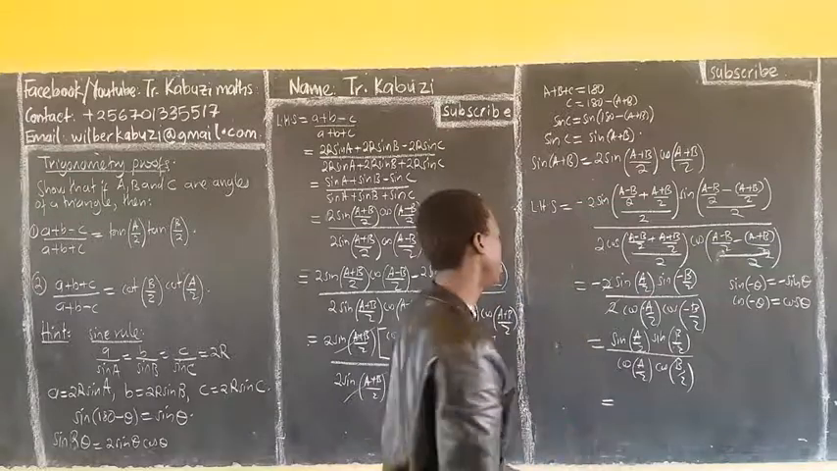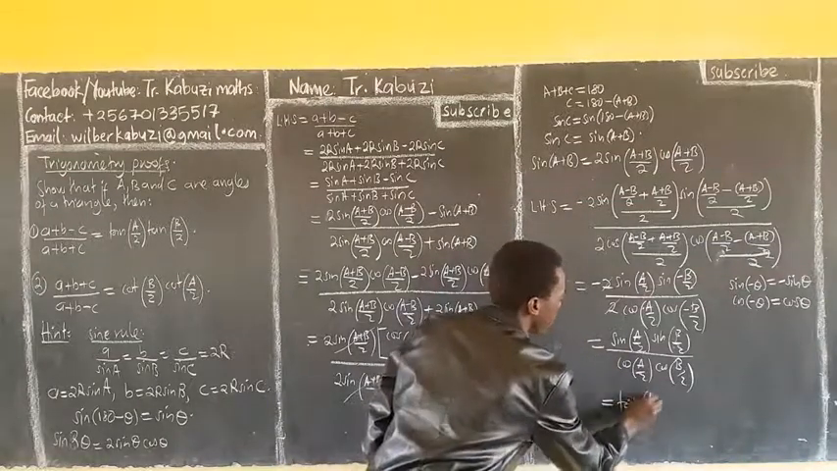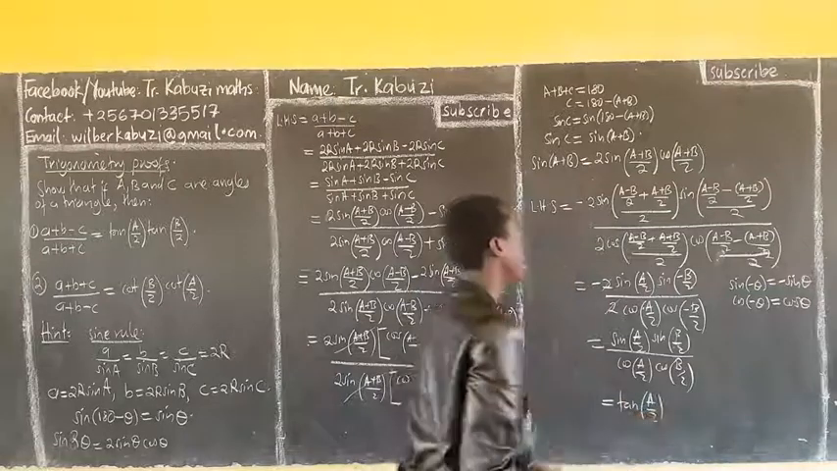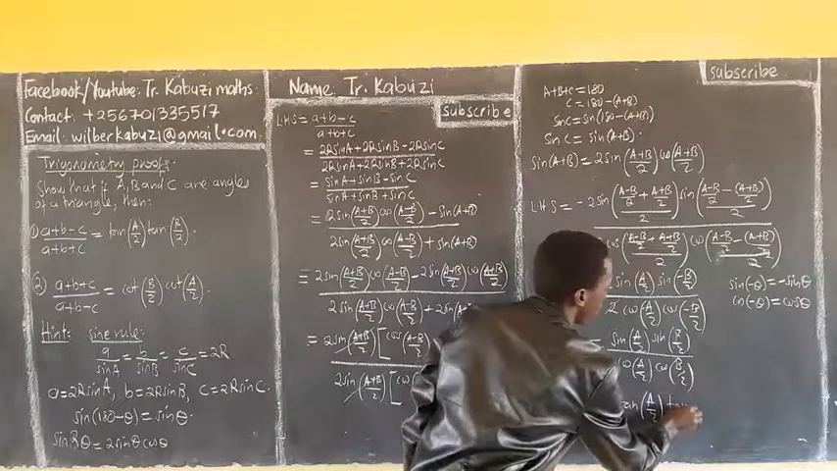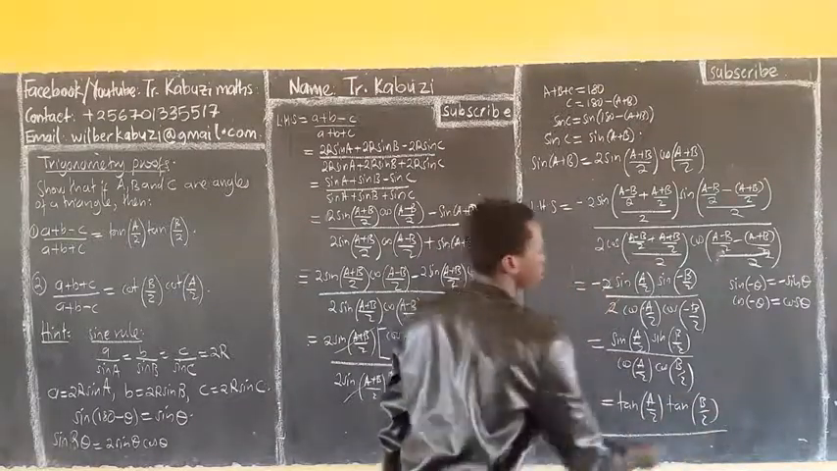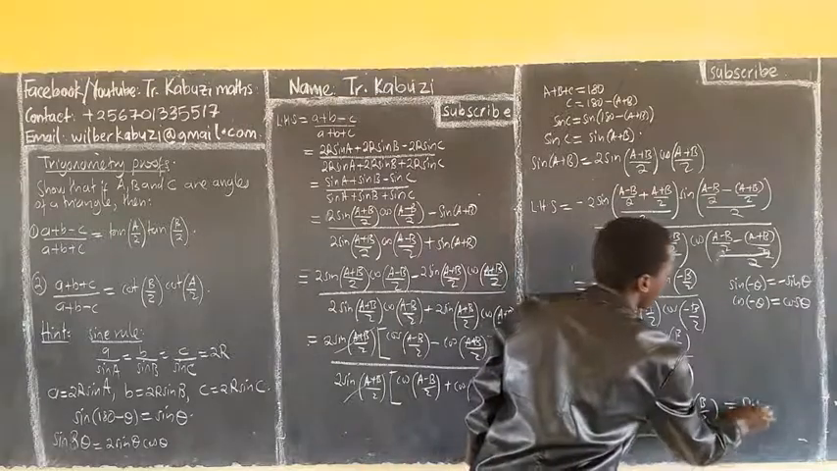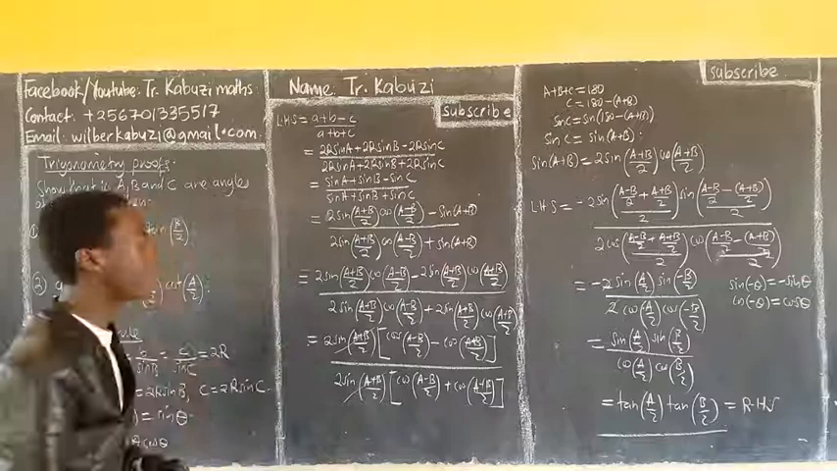From there, remember sine a over 2 over cos a over 2 gives us tan a over 2. Then sine b over 2 over cos b over 2 will give us tan b over 2. And so this one is equal to our right hand side. I think you can see that we have got the proof.